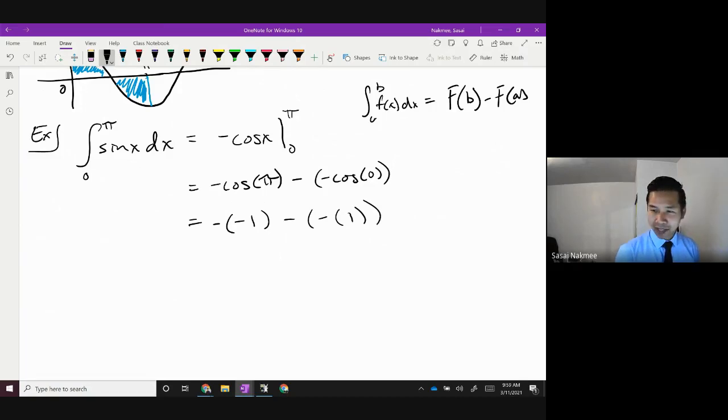Man, I got a lot of negative signs going on here. So let's take a look at this carefully. Negative 1, that's just negative 1. Minus a negative 1, that's just a plus 1. So it does come out to be equal to 2. Ryan, looks like you were right. The answer here is 2.